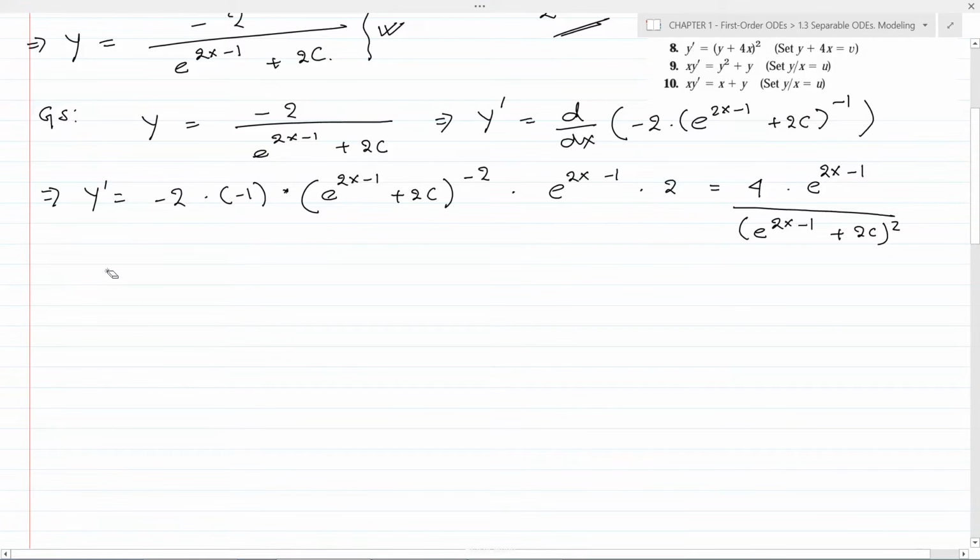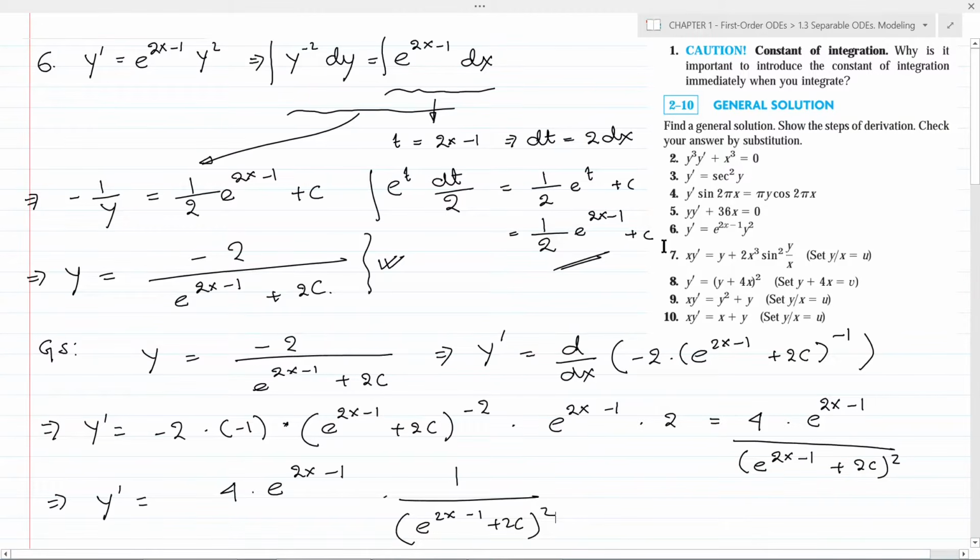So now from this we can write y dash is equal to 4 multiplied by e to the power 2x minus 1 multiplied by 1 by (e to the power 2x minus 1 plus 2c) square. Now from here, from the general solution, we can see that 1 by e to the power 2x minus 1 plus 2c is equal to y by minus 2.